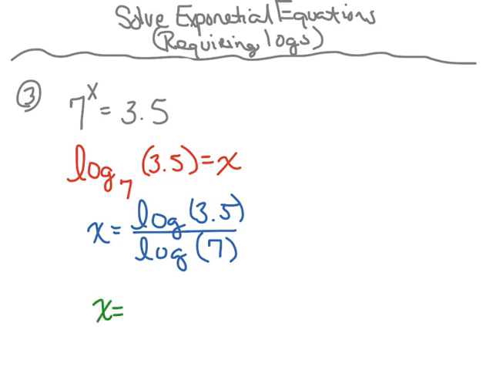So if I enter this into my calculator, the log of 3.5 divided by the log of 7, I end up with a decimal of 0.64. Once again, I am rounding these 2 decimal places. So again, if I were to replace this x right here with a 0.64, 7 to the 0.64 power would equal 3.5. Again, it's not going to be exact, and that's because I've rounded my decimal.